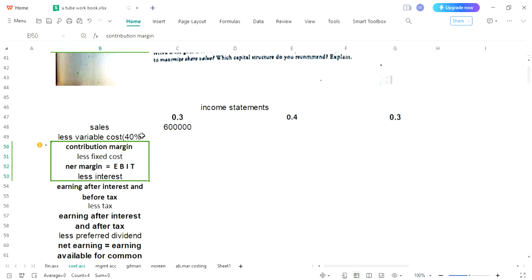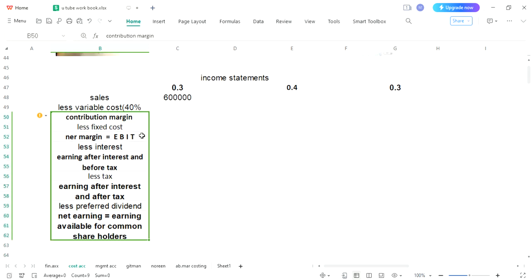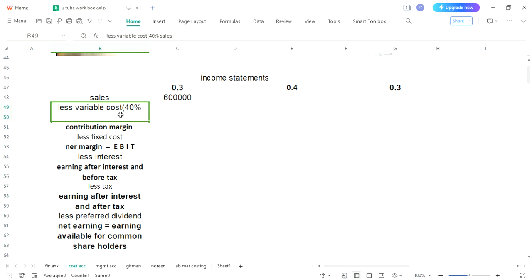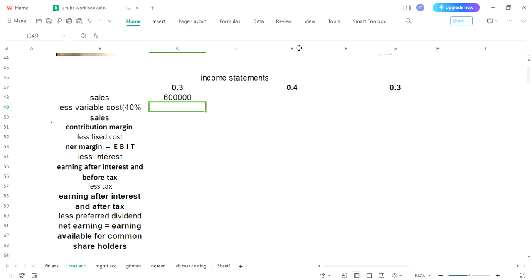Again we need more space, and let's make it for the second as well. For the first statement we need to do this work, otherwise for the second statements we are not required to do that. So 40% of sales would be your variable cost. Amount of sale is 6 lakh, and you will calculate 40%, multiplying by 40 divided by 100. So we have got our variable cost.